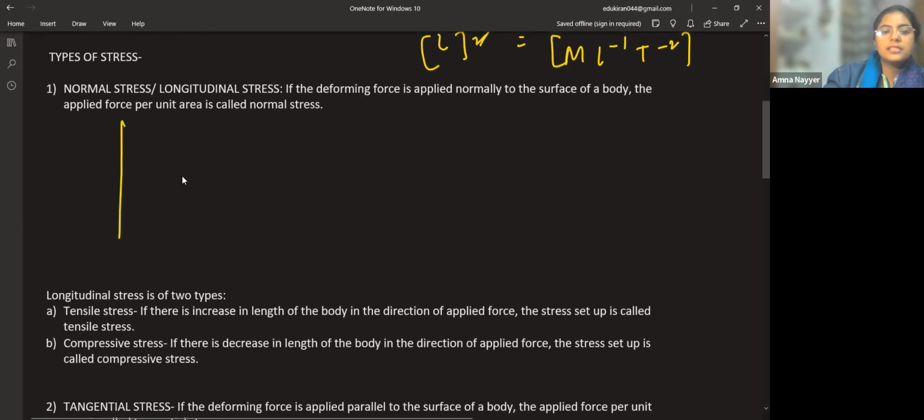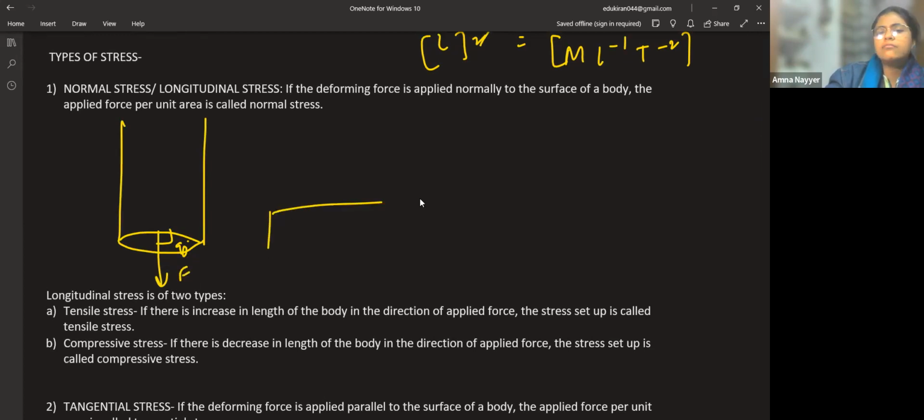This means, suppose this is the area of cross section. This is a force here, making an angle of 90 degrees. The force is perpendicular. Or let's say here is a table, and I have kept a block on it. So the normal reaction is upwards, again making an angle of 90 degrees. So all the forces are acting perpendicularly. That's why longitudinal stress is also called the normal stress.